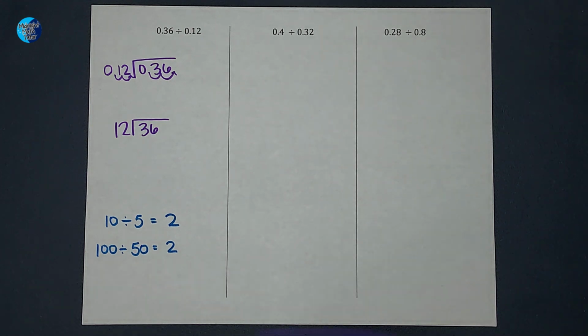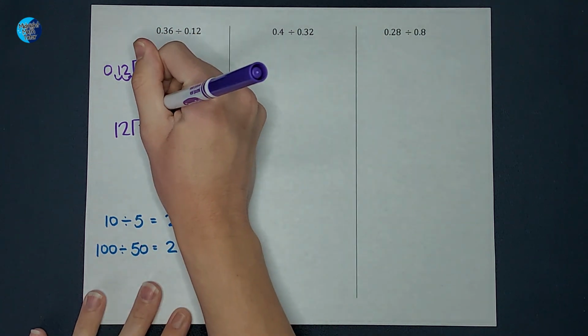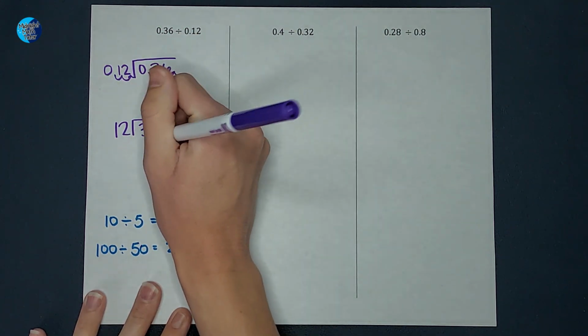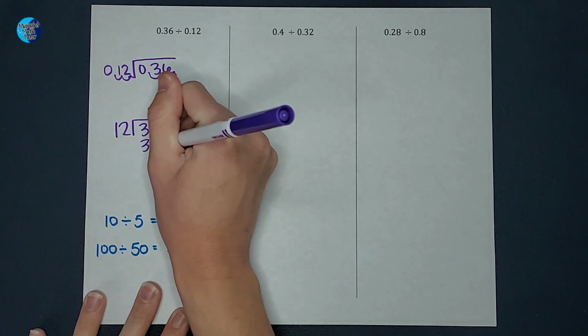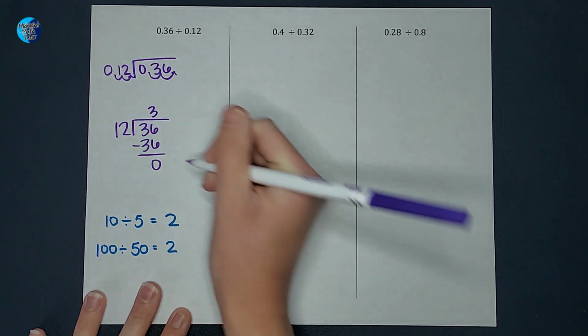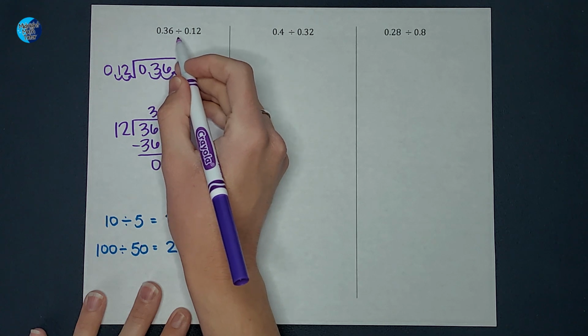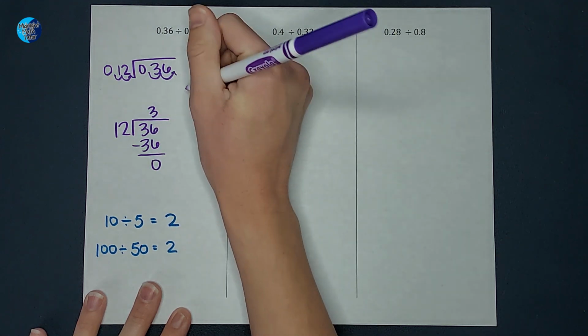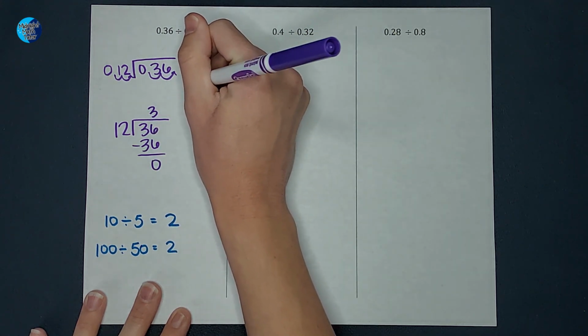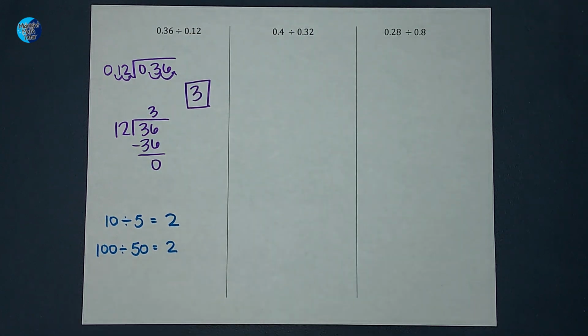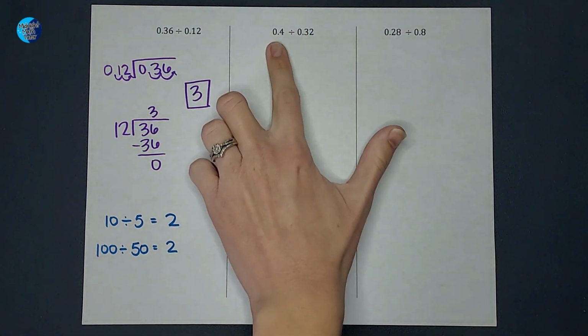So now when I say, okay, how many times does 12 go into 36? Well, it goes 3 times. 3 times 12 gives me 36. Subtract, I'm left with 0. So 0.36 divided by 0.12 is 3. Not too shabby, right?